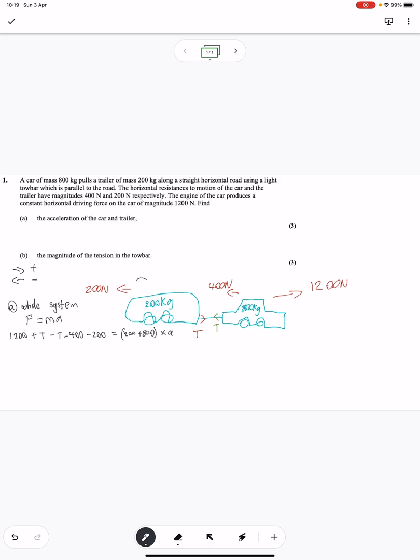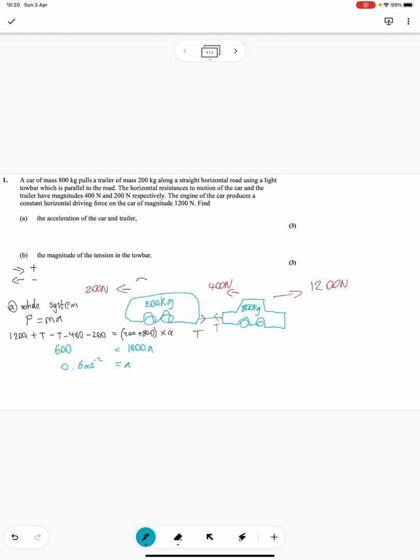Right. Now, this is the only equation that we need. Some people might think, but there's T as well. However, the Ts will cancel. So in actual fact, the Ts cancel, and you've just got 1,200 minus 400 minus 200, which just leaves you with 600. And that is equal to 1,000A. So therefore, dividing both sides by 1,000 gives you 0.6 is equal to A. And that's 0.6 meters per second squared.